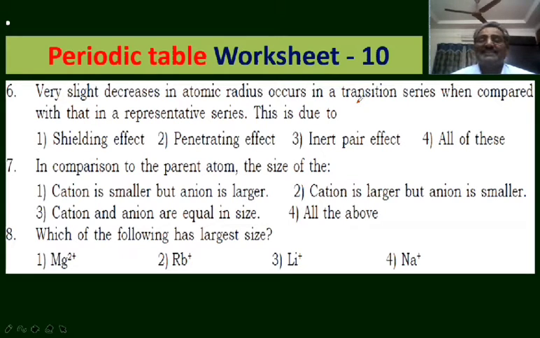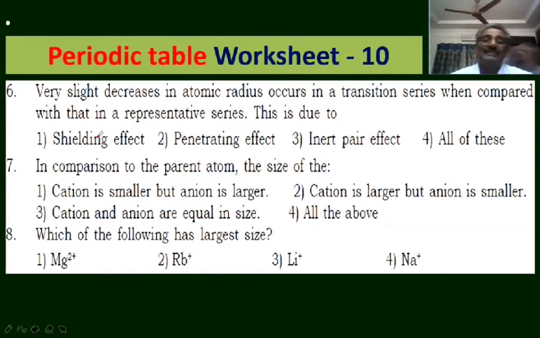The reason is, in the transition elements, the differentiating electrons enter the inner shell, that is the penultimate shell. That means it causes more screening effect. Because of that, the effective nuclear charge will almost be the same. That means the increase in the nuclear charge is almost counterbalanced by the screening effect. Because of that, a small decrease in the size of the atom is observed in the case of transition elements when compared to the representative elements.